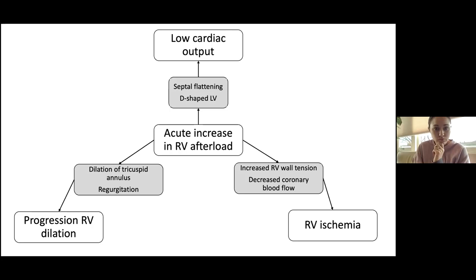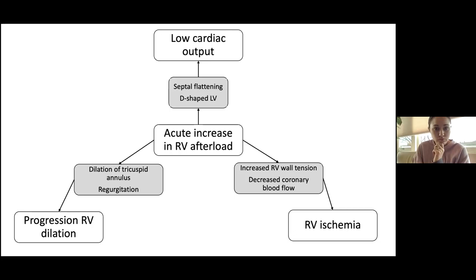In particular, the RV is susceptible to this because, as we mentioned before, at baseline the RV has very easy access to coronary blood flow. It's able to get blood during both systole and diastole, and during development it's not forced to create some of the mechanisms that the LV had to create to deal with increased wall tension. And so it is much more susceptible to RV ischemia.